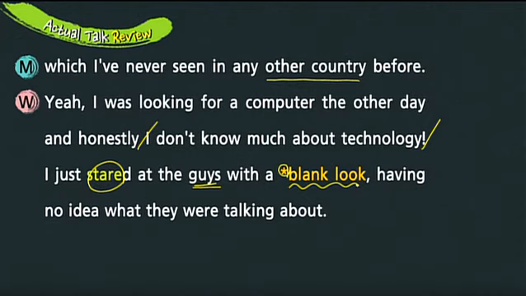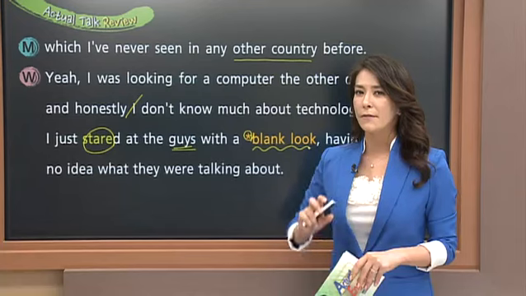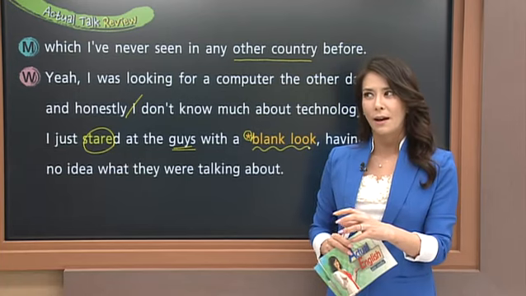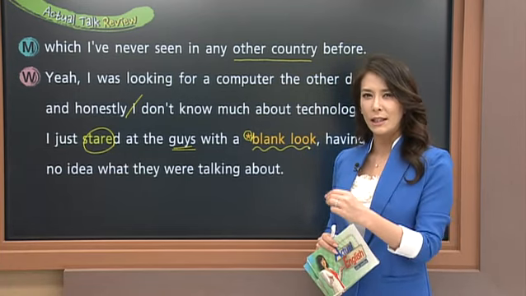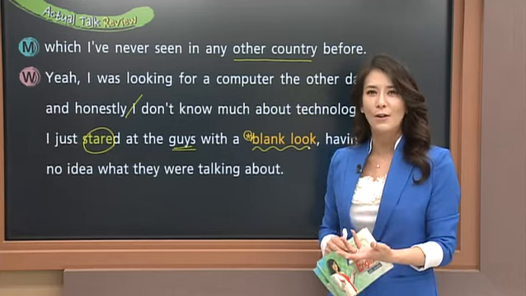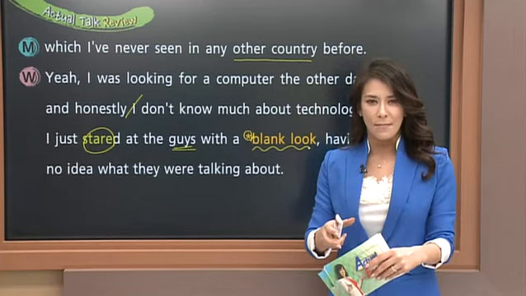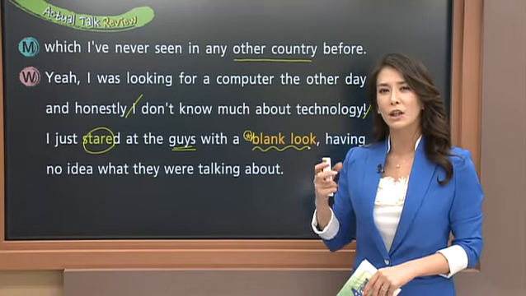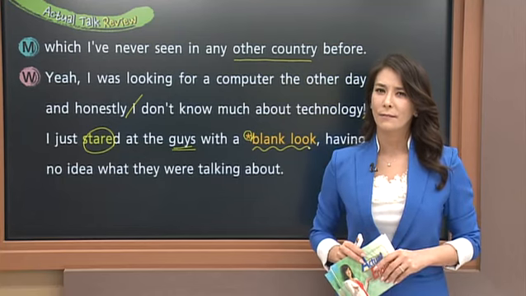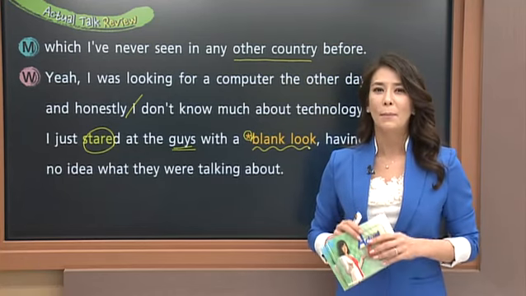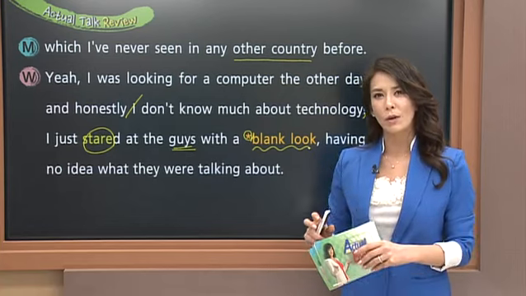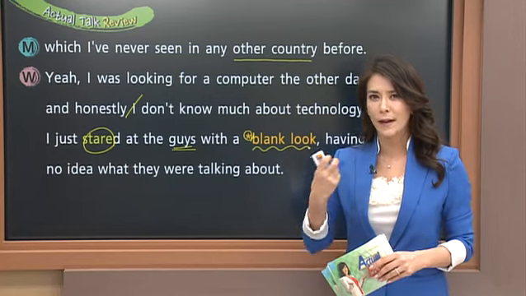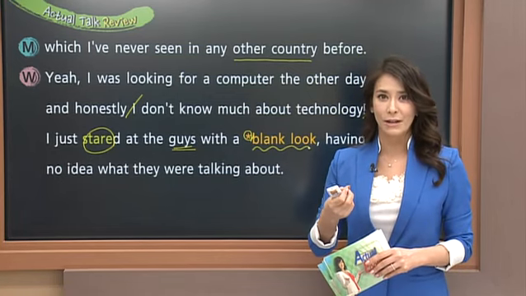So she's saying that she stared at the guys. If you stare at someone, you're gazing at someone or something, okay? It can also mean to give somebody a dirty look. But also, stare means to look at something, okay? So she was looking at the guys with what? A blank look. A blank look? What could that possibly mean? If you say that you look at someone with a blank look, you're looking at someone with a very neutral face or a neutral facial expression, okay?